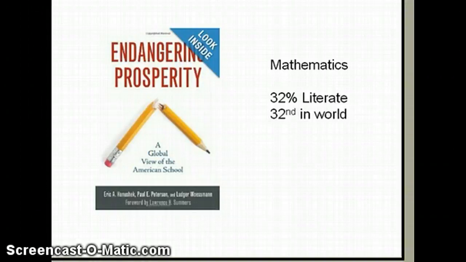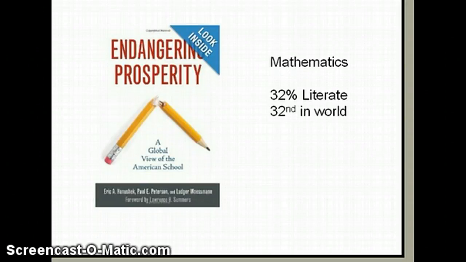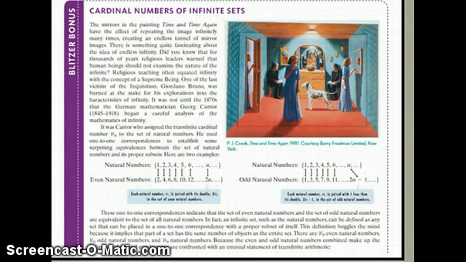Now, you may not know it, but this book came out not long ago talking about that America has got, or the American school is really in danger. 32nd illiterate and 32nd in the world mathematically. That's a little scary.